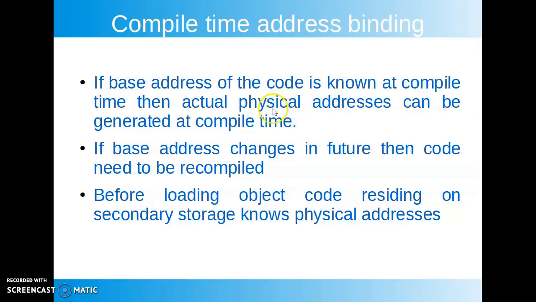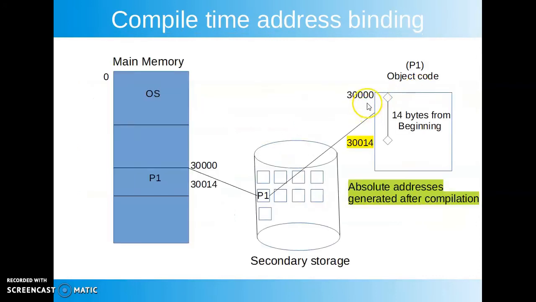In compile time address binding, the base address of the code is known at the time of compilation. We have seen that when the program is compiled, its object code is stored on the secondary storage. So if it is known at the time of compilation where in the main memory it will be stored in future, then this information can be used to calculate the absolute address at the time of compilation itself. So this is how the conversion happens.